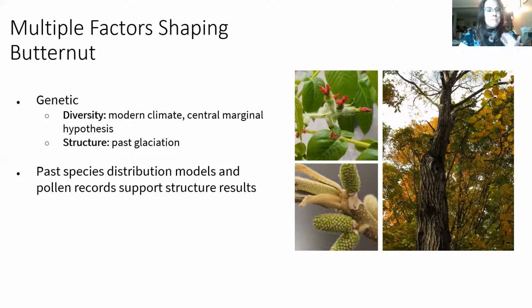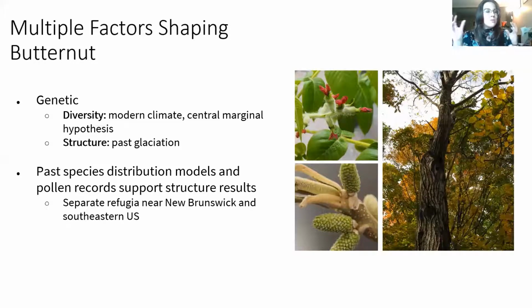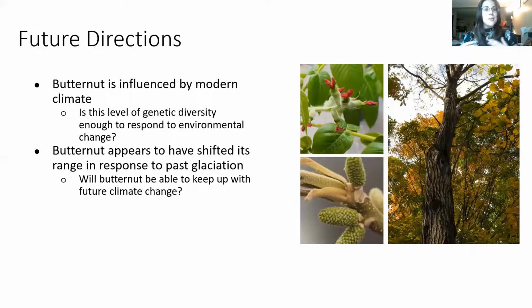And this was supported by past species distribution models, as well as pollen records, with those two separate refugia near New Brunswick and the southeastern US. In general, when we're looking forward, we can see that butternut is indeed influenced by modern climate.